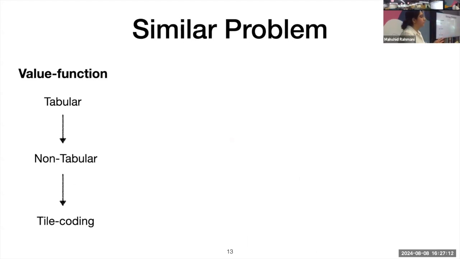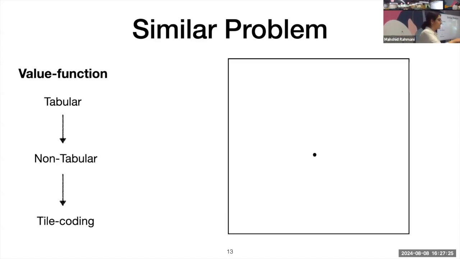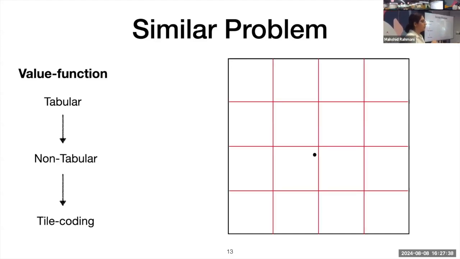We have encountered this problem before, I feel. We had a value function, and we were in a tabular environment. We went to non-tabular, and one of the first things that we did was tile coding. What's tile coding? Imagine an agent in a continuous environment. We want to discretize the environment, so we would put partitions here. Each of these partitions we'll call a tile, and the whole partitioning is called the tiling. And we'll offset these and put a bunch of them.